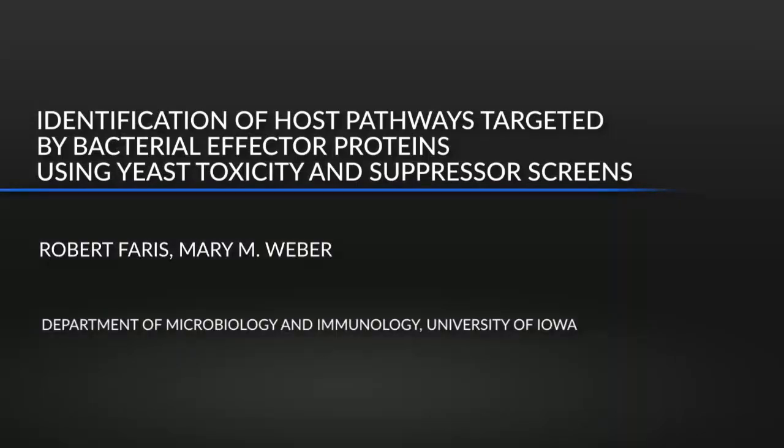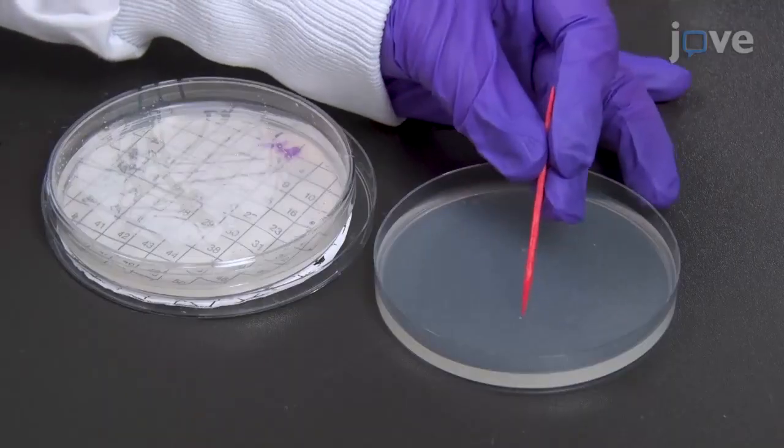Intracellular bacteria secrete effector proteins into the host that can manipulate biological pathways to promote pathogen survival. Revealing host targets of effectors is essential for understanding intracellular pathogens like Chlamydia trachomatis.